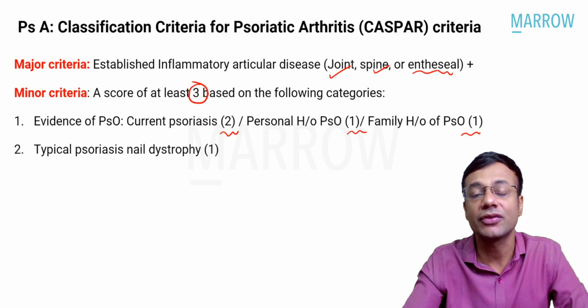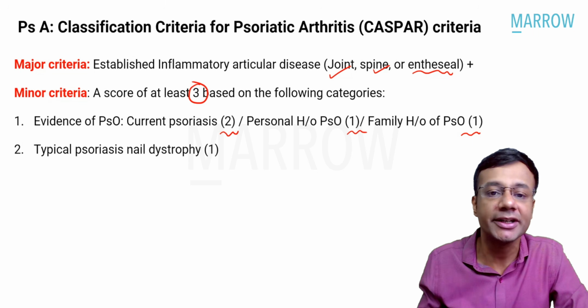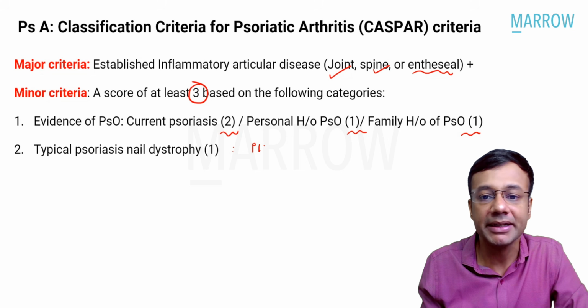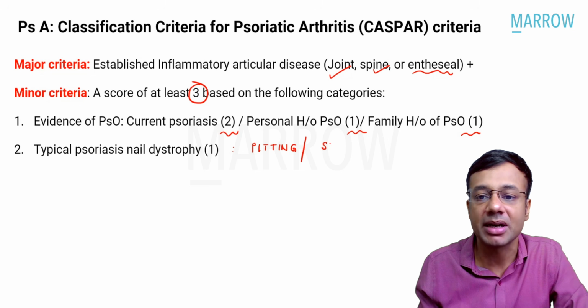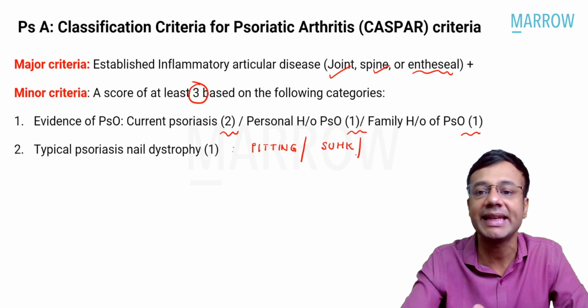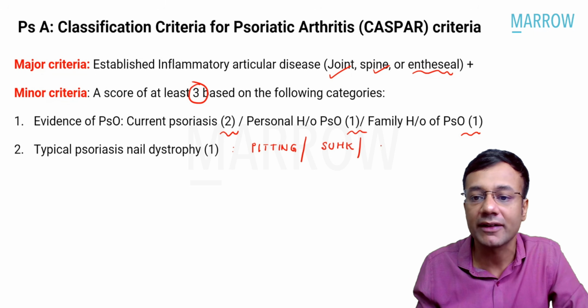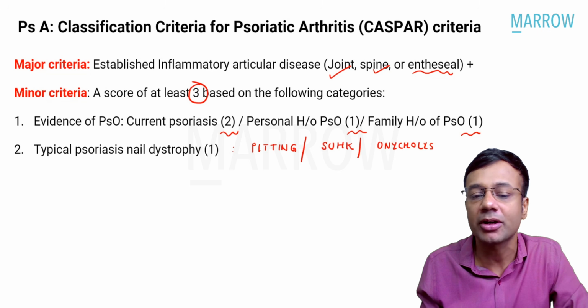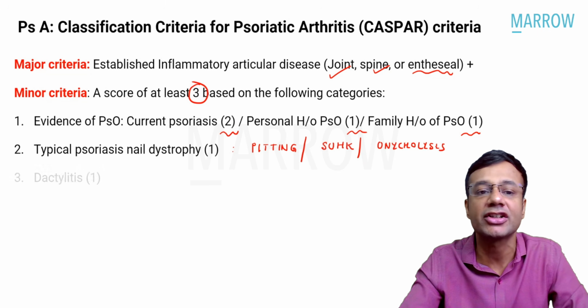So when I say nail dystrophy, 3 important changes have been mentioned. Number 1, we have nail pitting. Number 2 is the presence of subungual hyperkeratosis, which is hyperkeratosis happening at the level of the nail bed. And lastly, we are going to have distal onycholysis. So these are 3 important features which have been mentioned in the nail dystrophy.